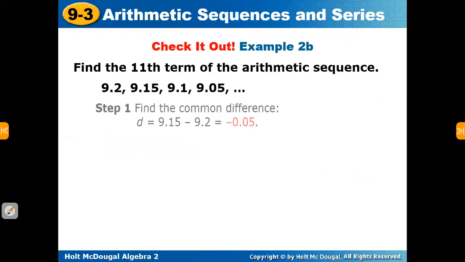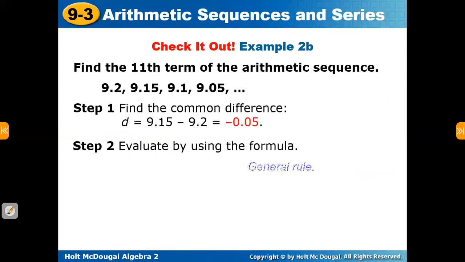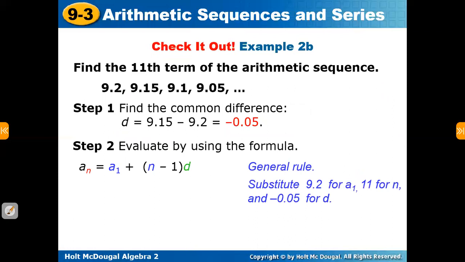Similarly, for more questions, the method is exactly the same. Find the common difference. You have a1, you have n, substitute in the general rule, get the answer.